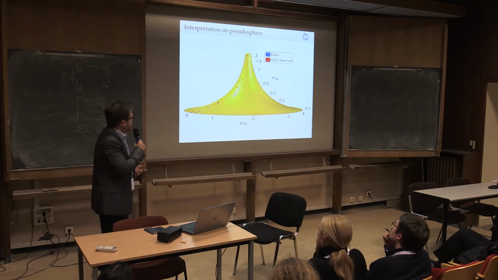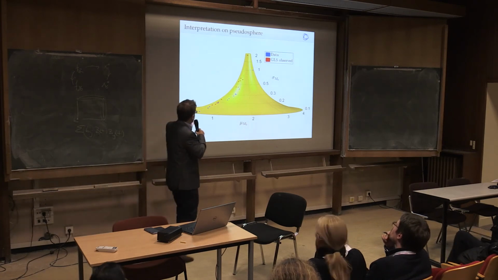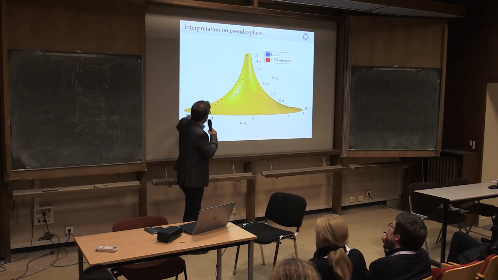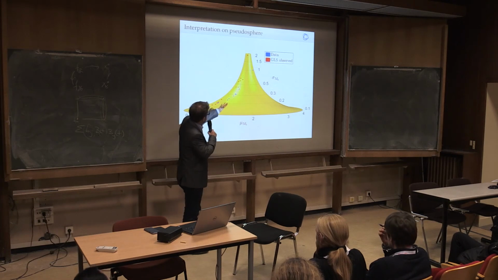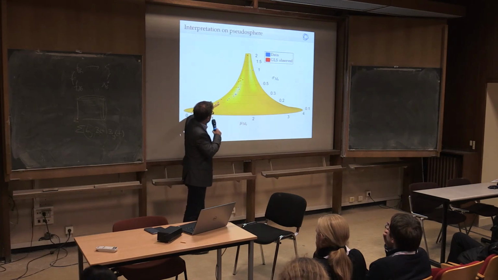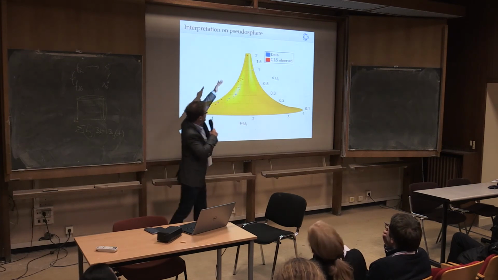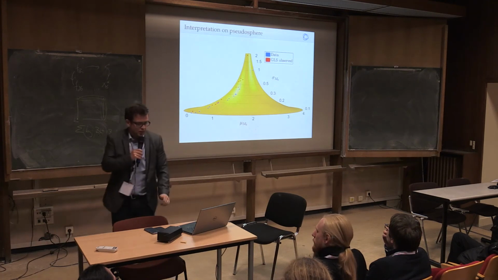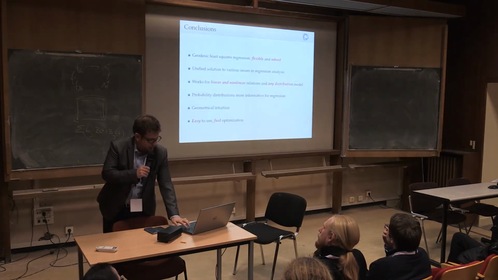This is just for illustration, a plot also on the pseudosphere, where again you see that the blue points are the data points, the red points are the ones estimated by the method, and so they are all shifted upwards to higher observed standard deviation.